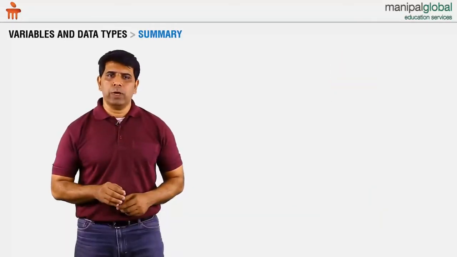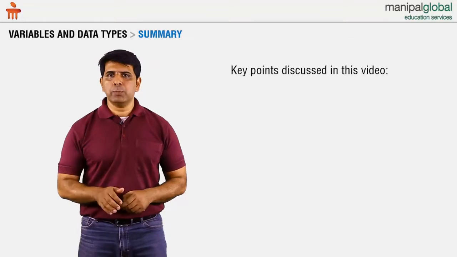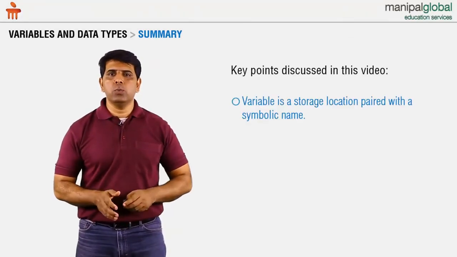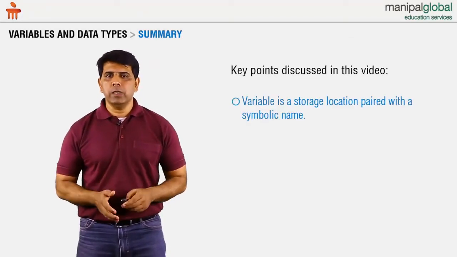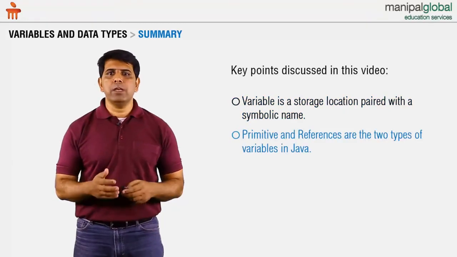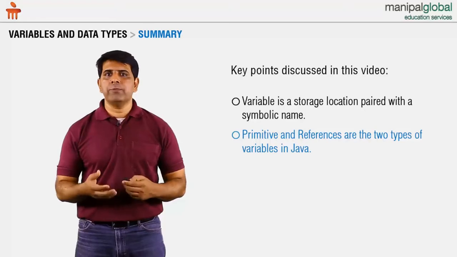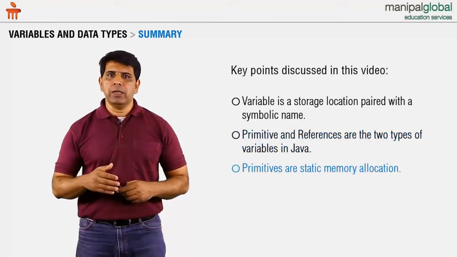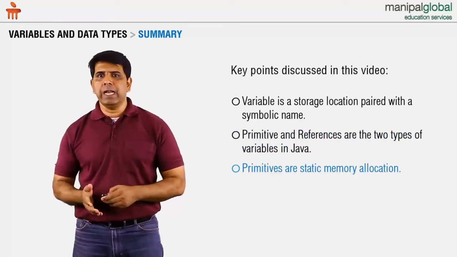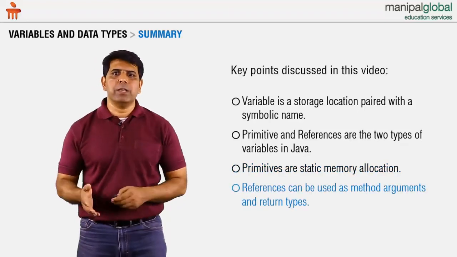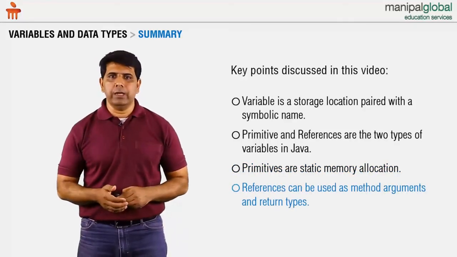Now let's summarize what we have seen so far. In this particular video, we understood what is a variable, how exactly you create them, what types of variables exist in Java, such as primitives and references, what are the different primitive types we have, and primitives are static memory allocation, references can be used as method arguments, and return types too.